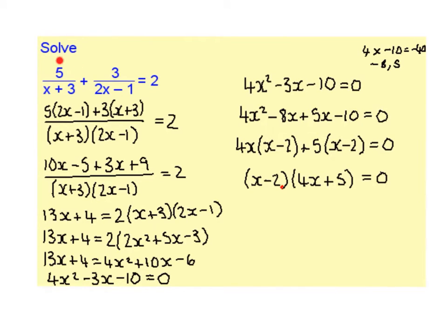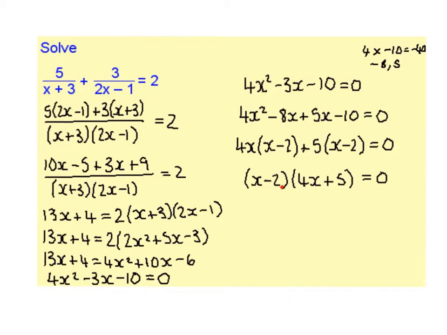Solve 5 over x plus 3 plus 3 over 2x minus 1 equals 2. So on the left hand side we have an algebraic fraction, or two algebraic fractions, and on the right hand side we just have a constant of 2. So before we can actually do any solving, we have to simplify the left hand side.